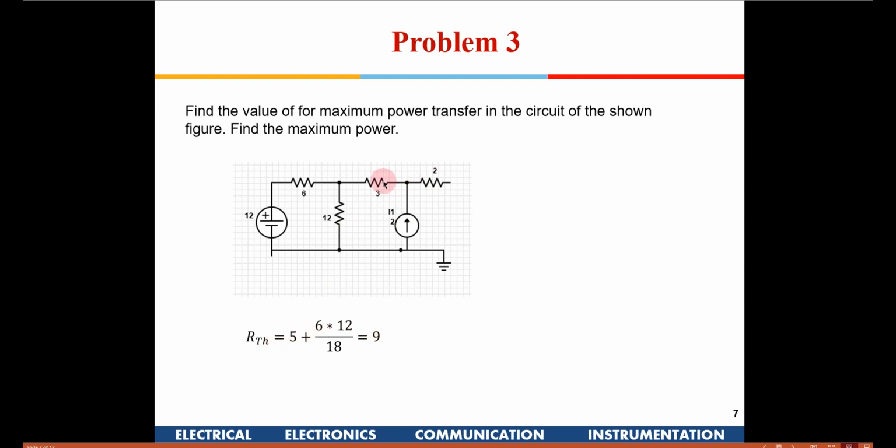5 plus 5 is nothing but 3 plus 2. This current source has been left open circuit, this has been shorted out here, so 6 and 12 are going to be in parallel, so I get 9 ohms.